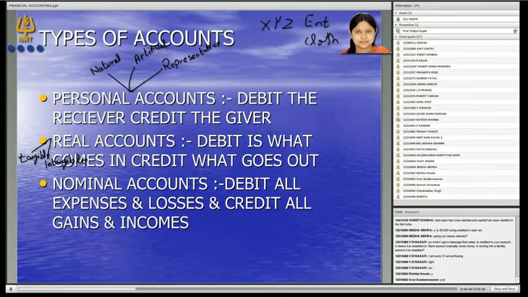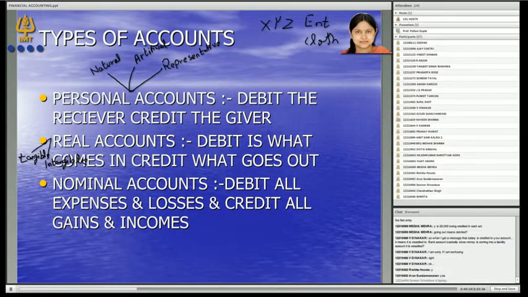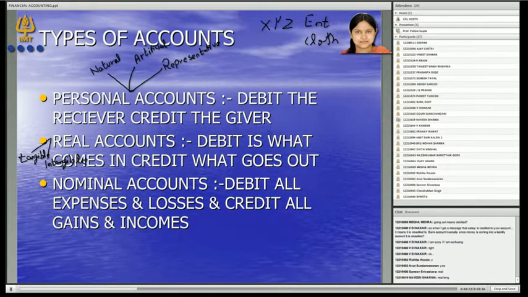Third transaction, purchase goods for cash rupees 15,000. Now, two accounts are involved. Goods are purchased, so I will use a purchase account, and goods are being purchased by paying cash, so the cash account is involved. So the purchase account is involved and the cash account is involved. What type of account is the purchase account? Real. And the cash account is again a real account. Both are real accounts.